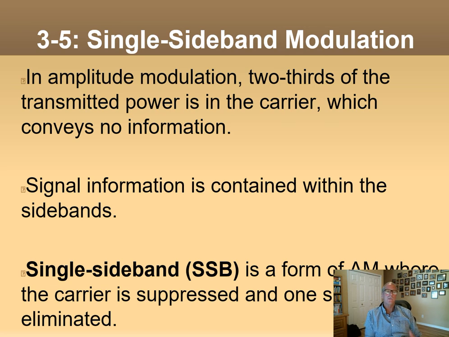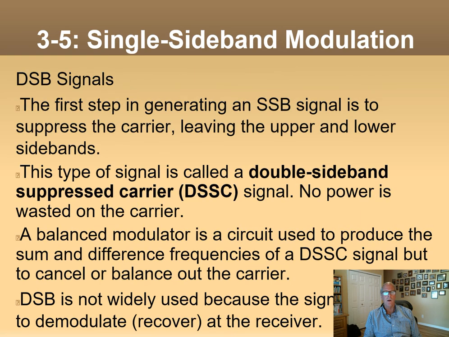So how do you fix it? Well, just get rid of the carrier and maybe one of the sidebands. That way, all the information is in just one of the sidebands. You've got all the information you need, right? Well, there are some problems with that. You can use both sidebands. You can just filter out the carrier, and now you've got two sidebands. That's called double sideband suppressed carrier. No power is wasted on the carrier. The way you do that is by using what's called a balanced modulator, which is basically a bridge circuit, a diode bridge.